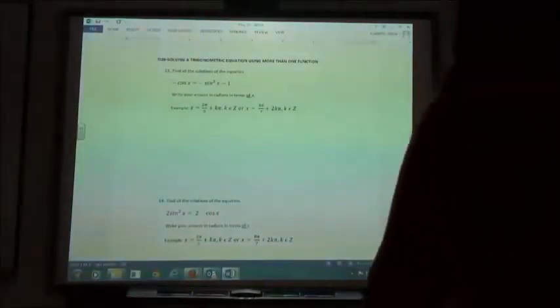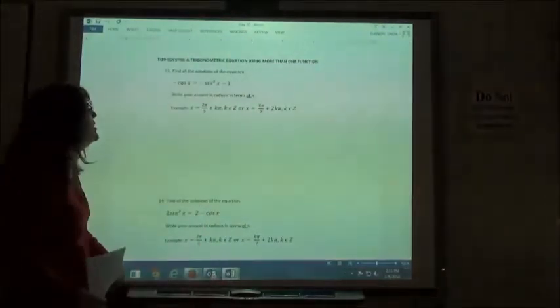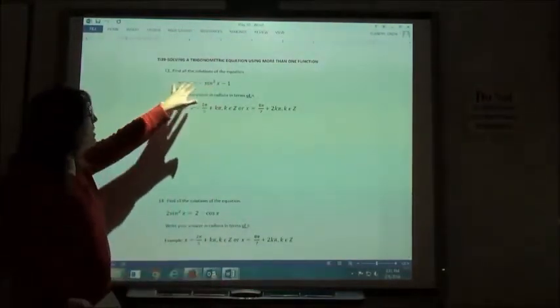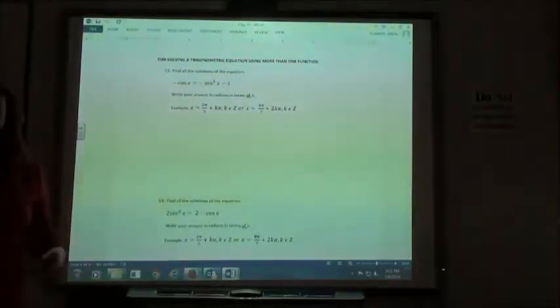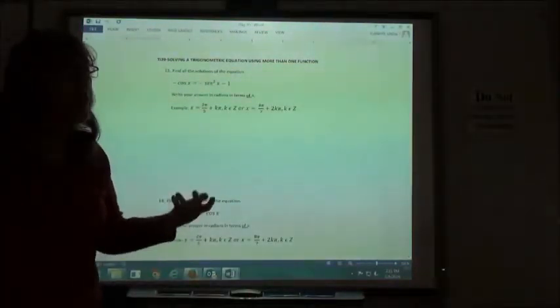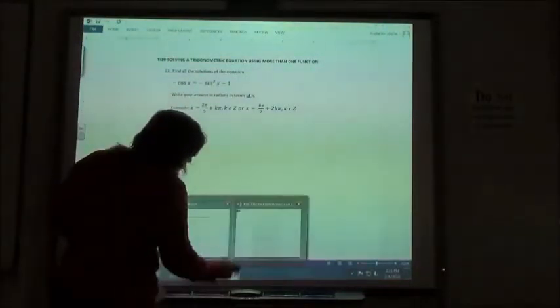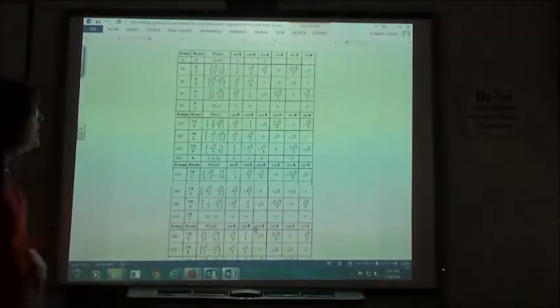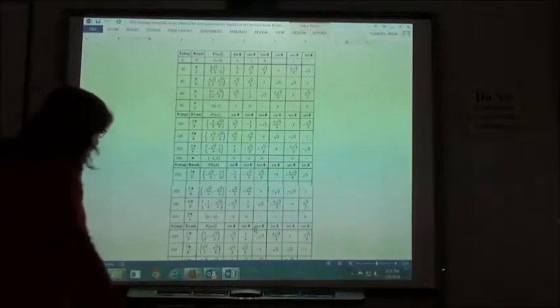Numbers 13, 14, 15, we're solving trigonometric equations using more than one function. So we're going to substitute in and try to get them written either in terms of all the same function, or sometimes they have more than one and you end up having to factor them out. Again, you're going to want to have this table handy so that you can go ahead and look up the values once you have your equation solved.